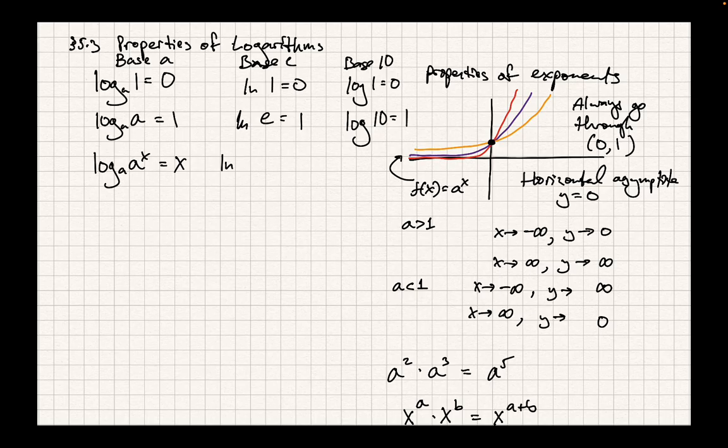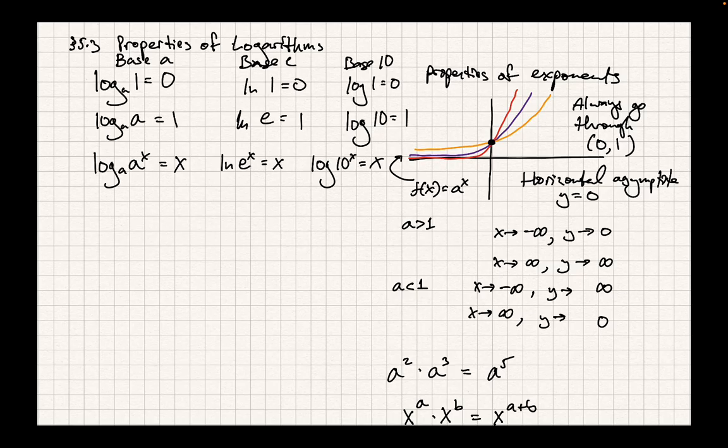ln of e to the x equals x. Nice. And log base 10 of 10 to the x equals x. Amazing. Look at that. And we also have change of base.